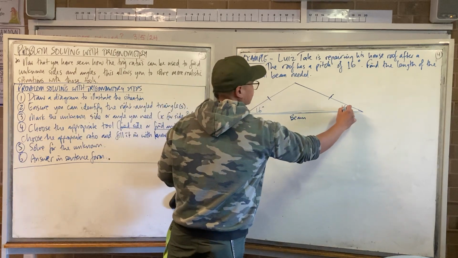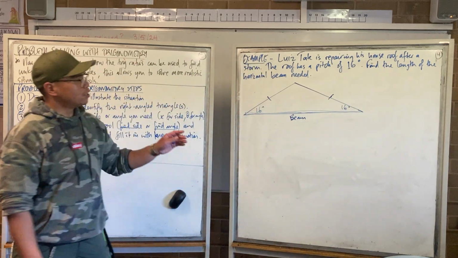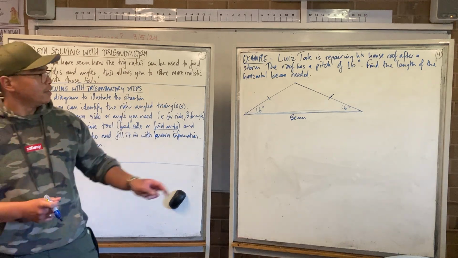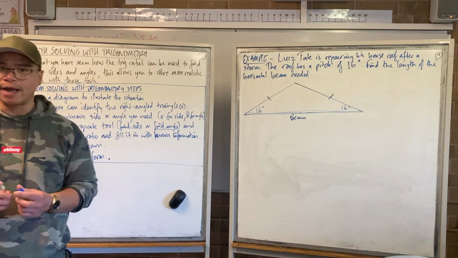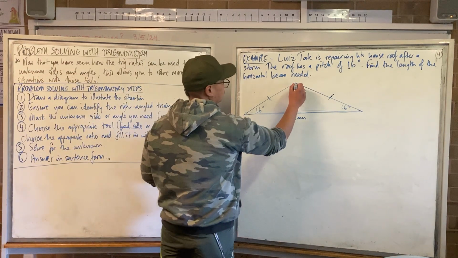Because it's a normal house, the other side's going to be the same, because we know the base angles are the same, and these two sides are the same. This is a special kind of triangle. It started with an I. Isosceles. Good, well done. So someone's taught you well.